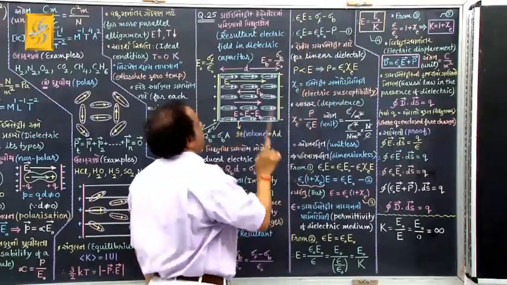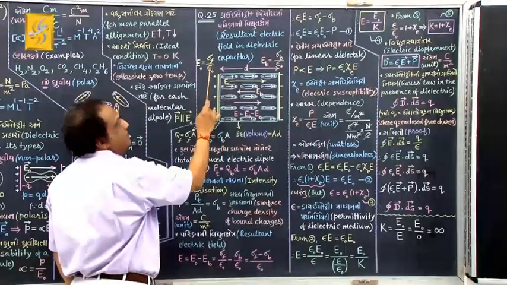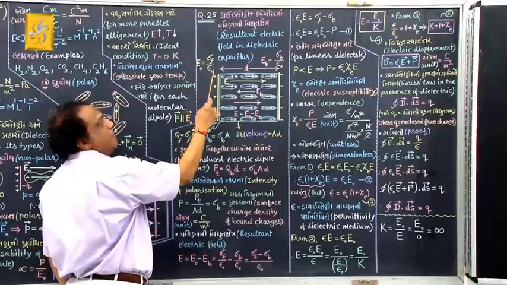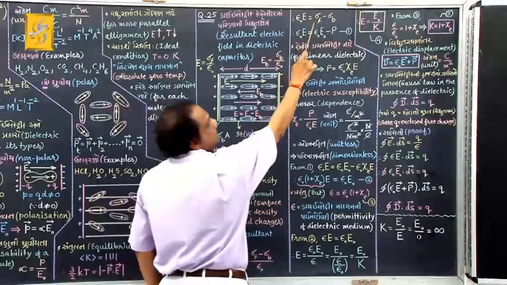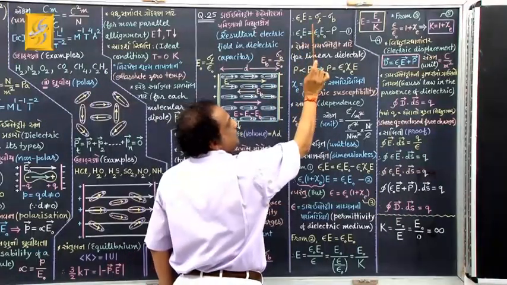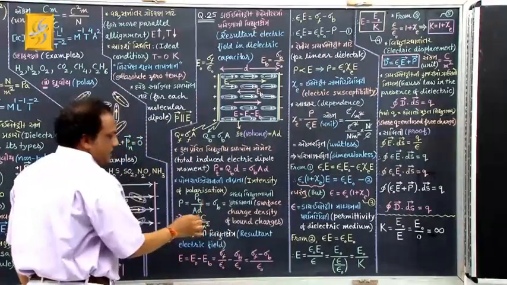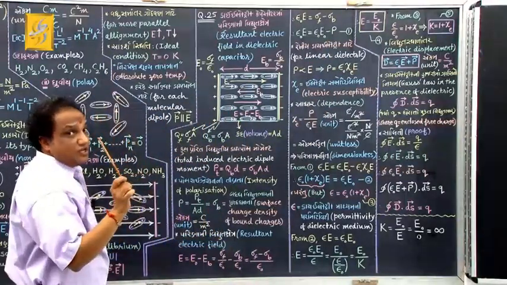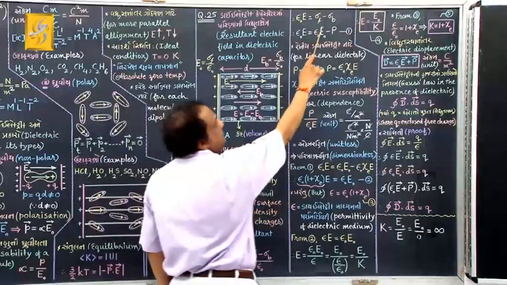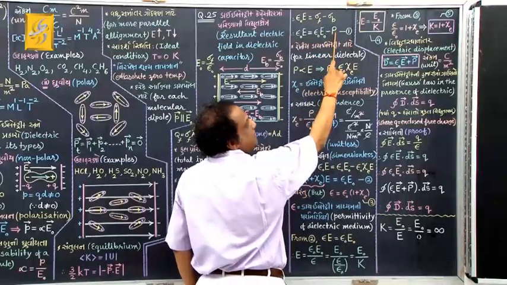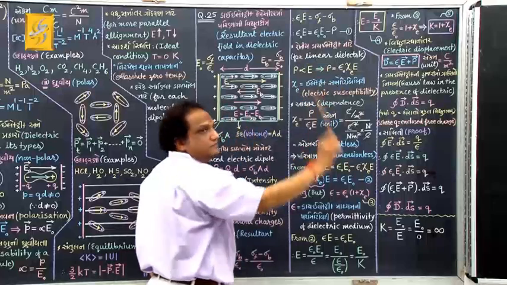What is sigma F from here? Sigma F will be epsilon 0 into E0. Write it here. Sigma F is epsilon 0 into E0 minus sigma B. Sigma B is nothing but capital P, which is the intensity of polarization. So sigma B I just replaced by capital P. Give it equation number 1.